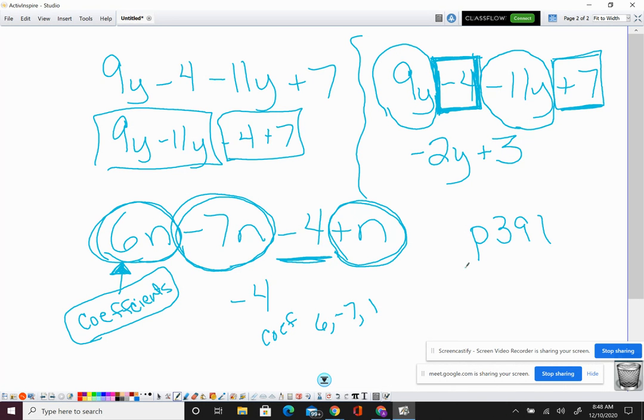So, page 391, 1 through 14, and 20 through 31. Questions?